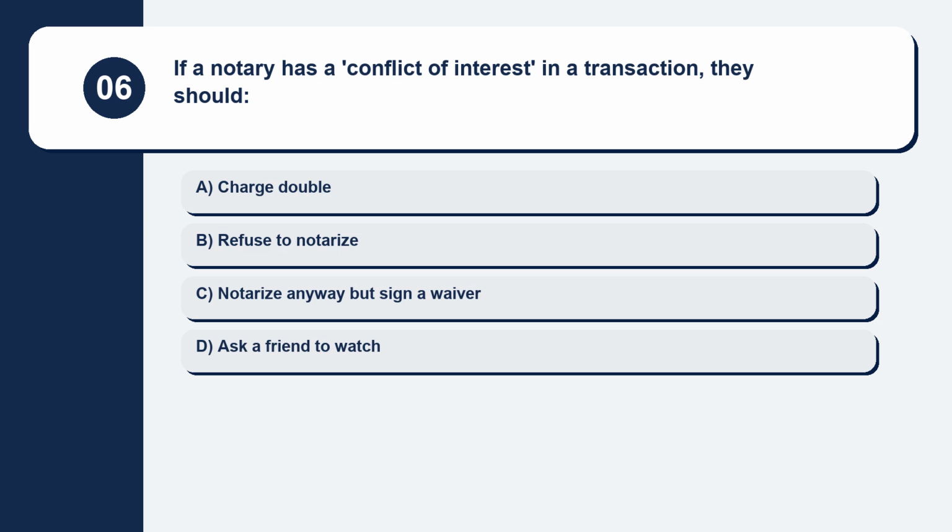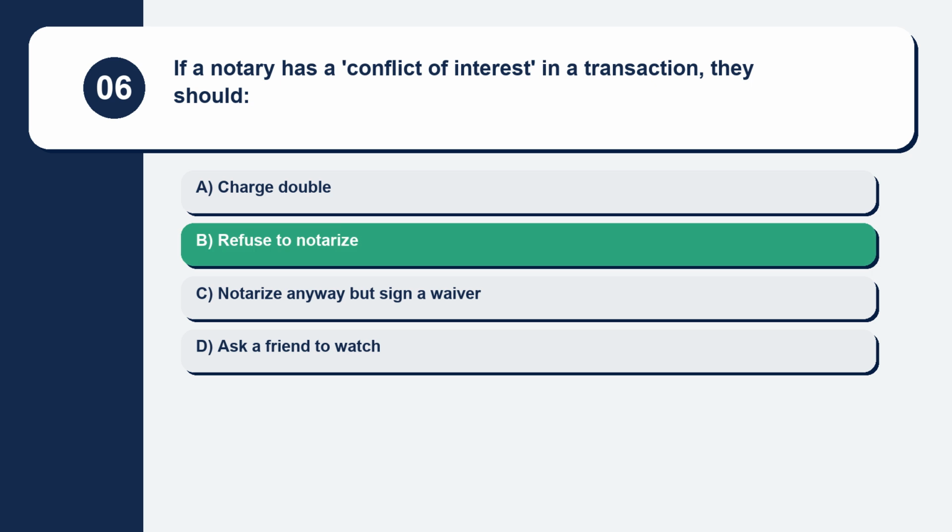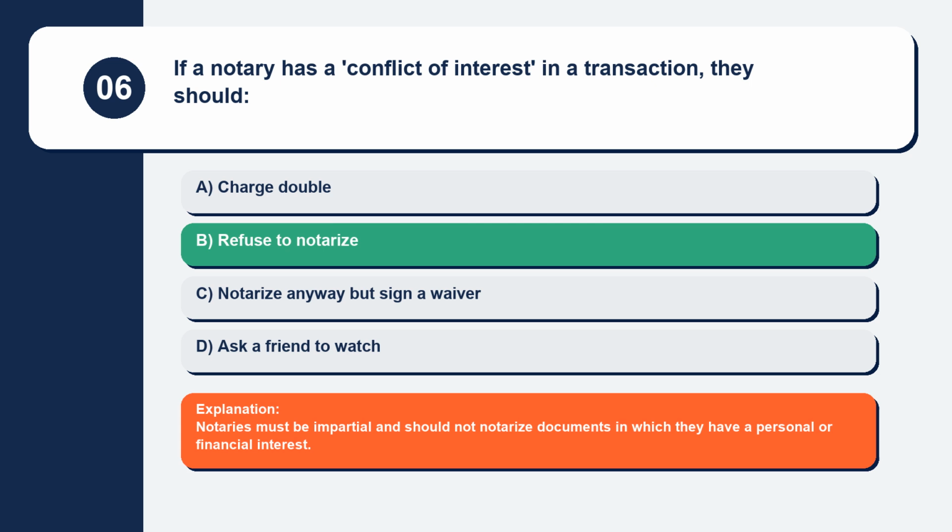Question 6. If a notary has a conflict of interest in a transaction, they should: charge double, refuse to notarize, notarize anyway but sign a waiver, ask a friend to watch. Notaries must be impartial and should not notarize documents in which they have a personal or financial interest.